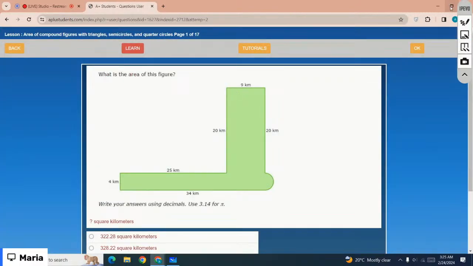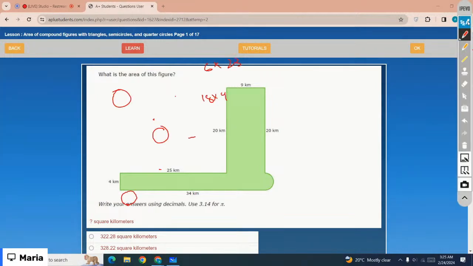Okay, let's just divide this figure into small portions. Let's see how we divide. Okay, we can do like this one and this one. We have three shapes, A, B, and the quarter circle, right? Let's calculate the area of A. This is 4 and this is 9 and 20. So for this one you have to do 9 times 20, that is 180.